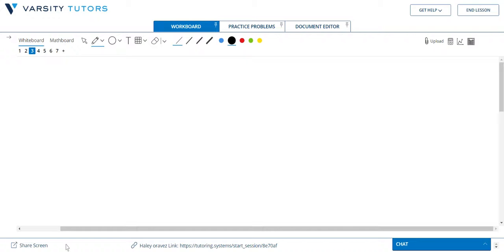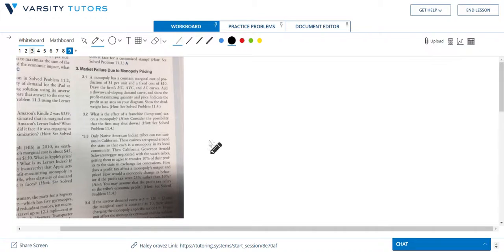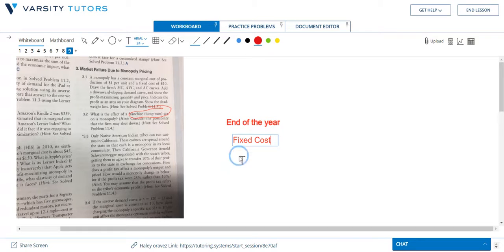3.2 and 3.3 are going to happen really, really fast. The reason being is they're basically the same question. If someone's asking you about a lump sum tax, that happens at the end of the year. And things that typically happen at the end of the year are considered a fixed cost. And anything that is a fixed cost can only really have an effect on the average total cost. And firms only use the ATC when they're making long-run decisions.